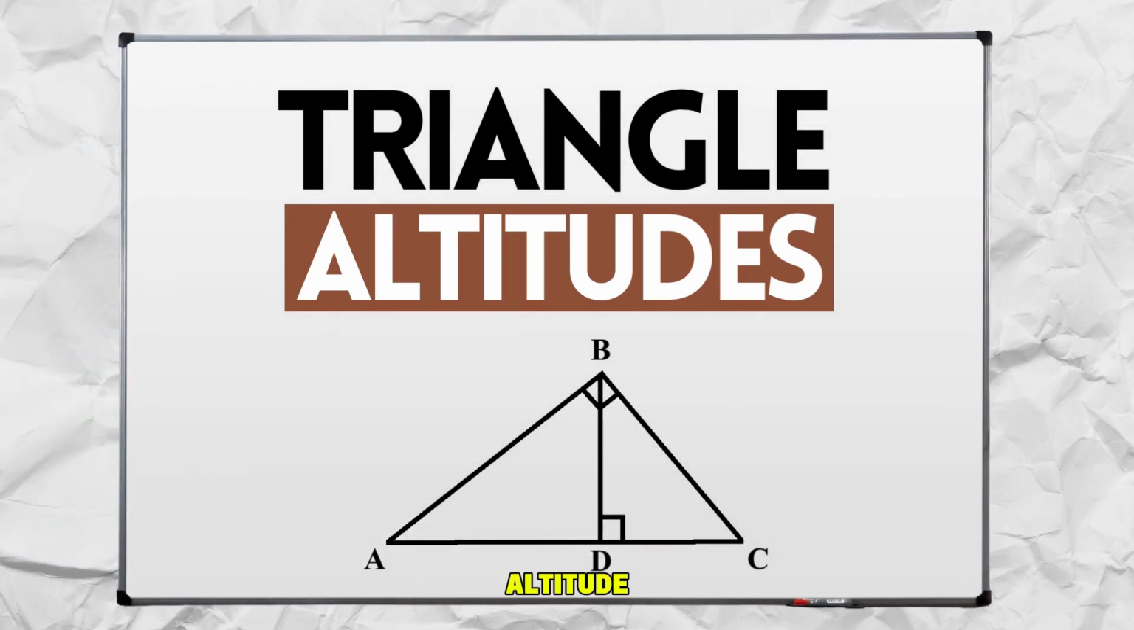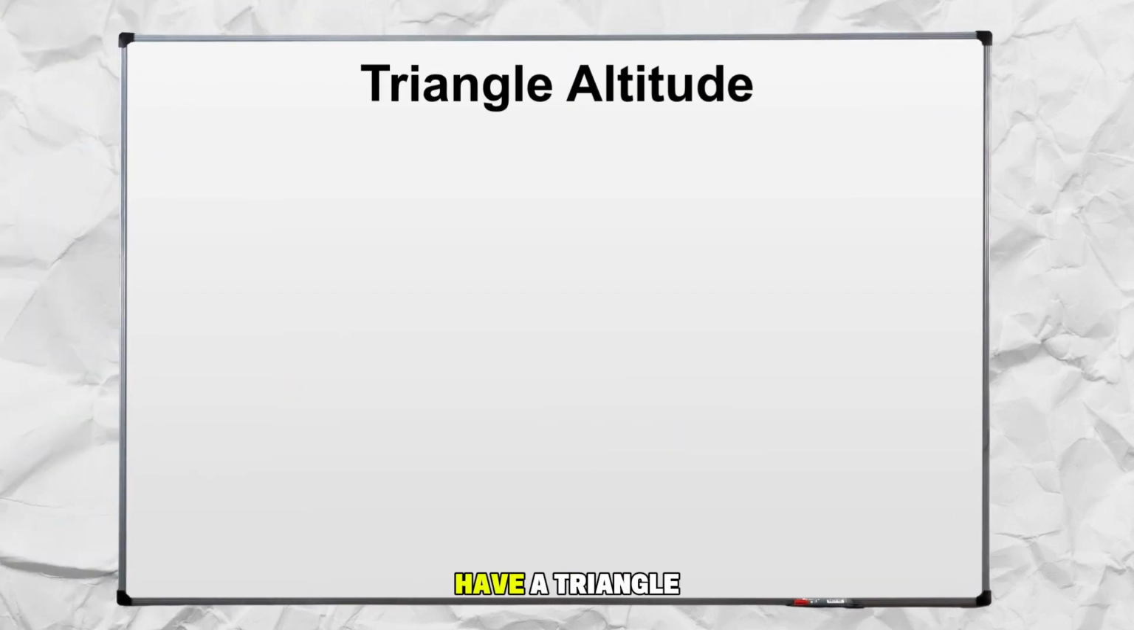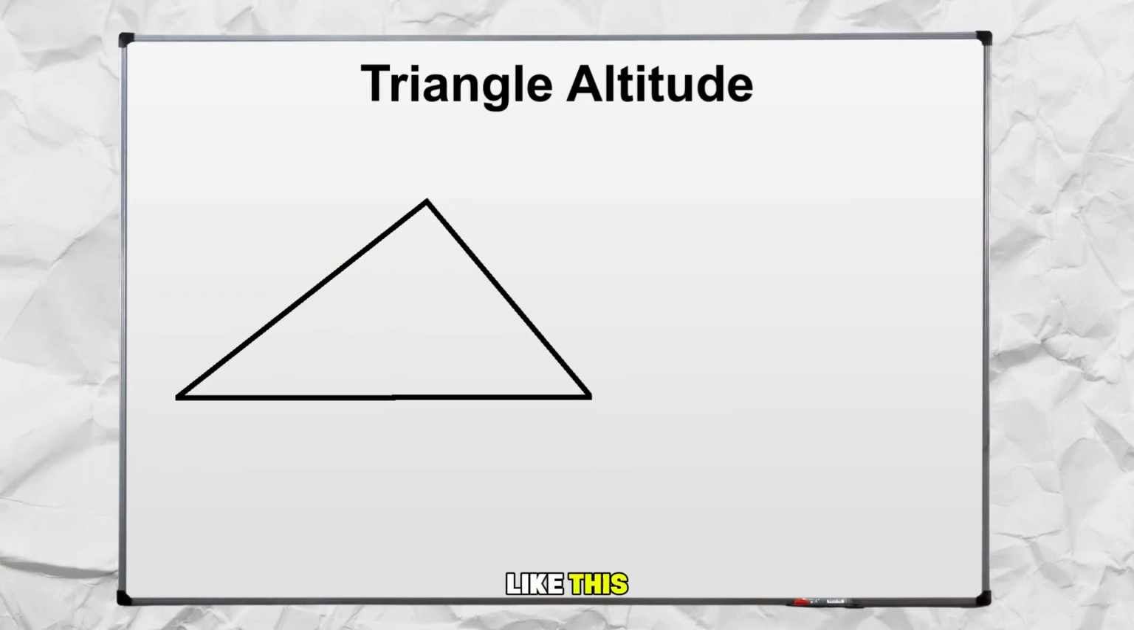What is an altitude? Let's say I have a triangle like this. Let's say it's a right triangle too. Then my altitude is going to be the line from that right angle that is perpendicular to the hypotenuse. So it creates another right triangle.